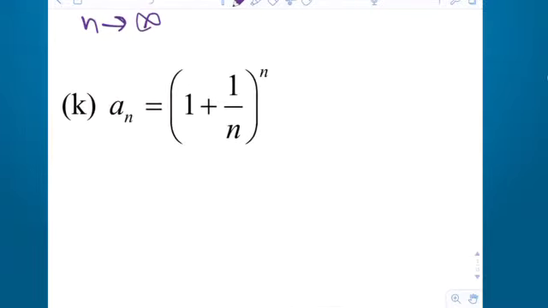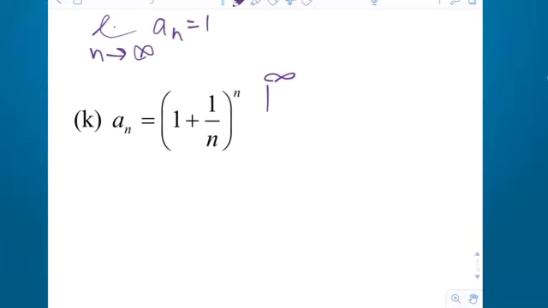How about this one? Oh my gosh, no kidding. The inside converges to 1, right? But the outside converges to infinity. So this thing converges to 1 to the infinite power. Is that a conclusive result? Oh, that's an indeterminate form, isn't it? And how do we deal with indeterminate forms?